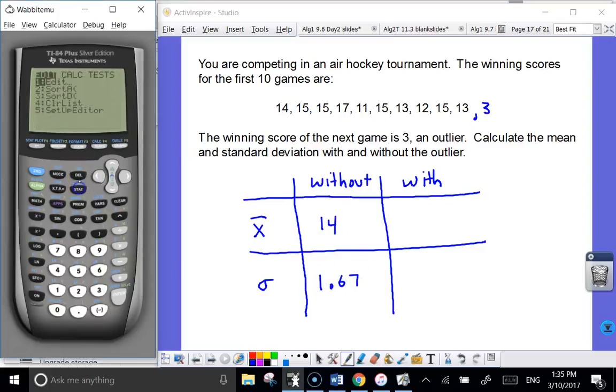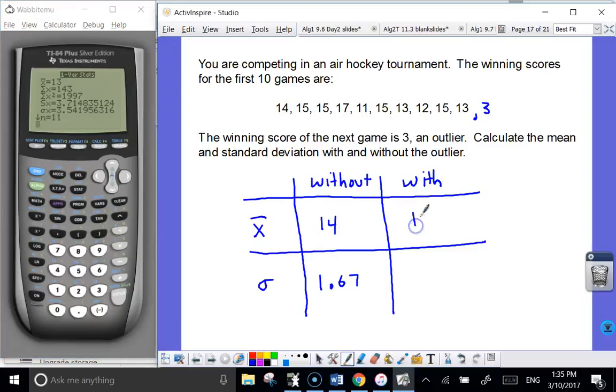Okay, then I'll go back to my list and I'm just going to add the one value. Go to the bottom and put a 3. Okay, stat calc 1, enter, enter, enter. 13 and 3.54. So, the reason I threw that on there is because the homework problems I'm going to give you in the book ask for that. So I just wanted you to know that's what they mean by outlier.